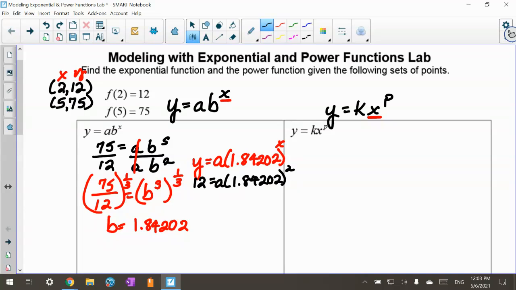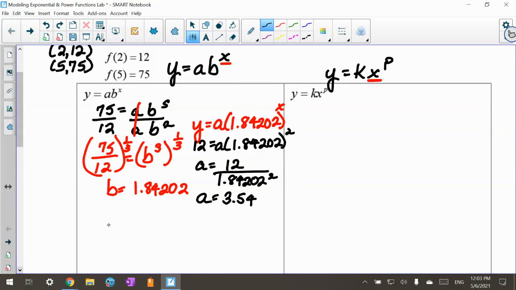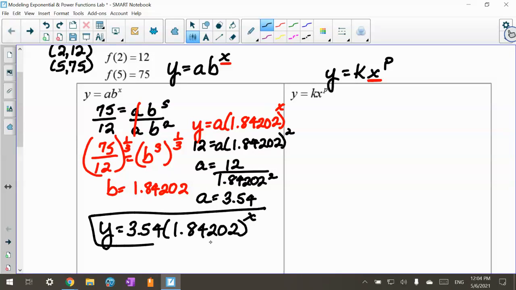Since these are hooked by the a by multiplication, I can divide by that. So a is going to equal 12 divided by 1.84202 squared. And when I do that, I'm just going to go a couple decimal places. I get 3.54. So if they wanted me to model an exponential function, I have y equals 3.54. That's my a. My b is 1.84202 raised to the x. So that is my exponential model using 2 points.